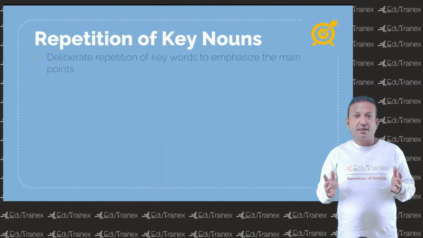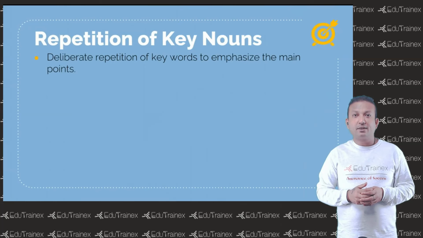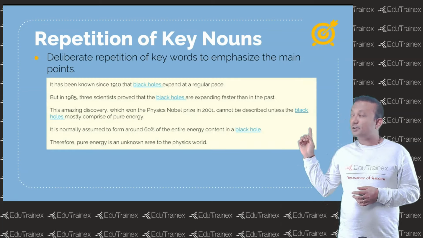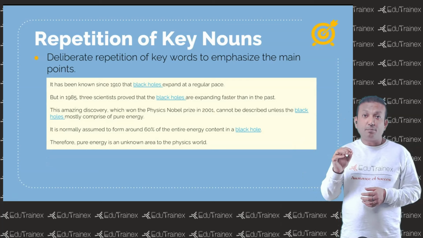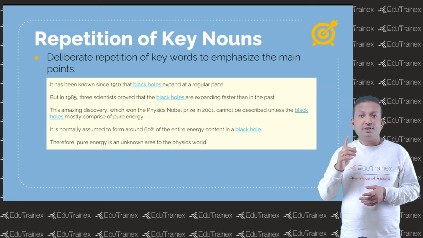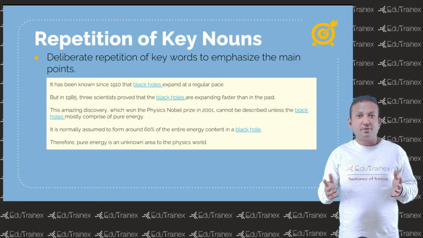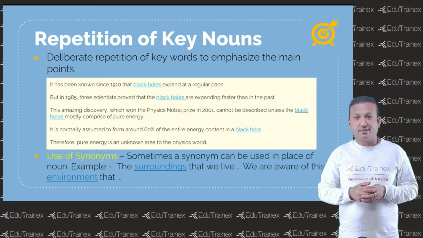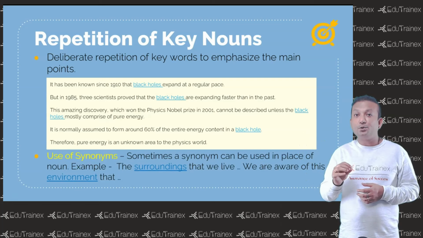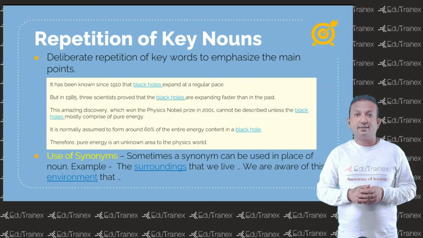The first one is repetition of nouns. Many a times, there is a deliberate repetition of nouns to emphasize the importance of the main points. See the example we discussed before. Do you see the word black holes has been repeated 4 times, almost in every sentence? So you definitely know that the topic of the paragraph is black holes. Sometimes you may also see synonyms getting repeated instead of the original word. Look at the example. Surroundings and environments are used synonymously in subsequent sentences.